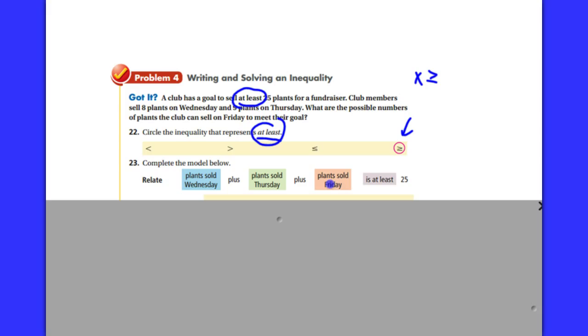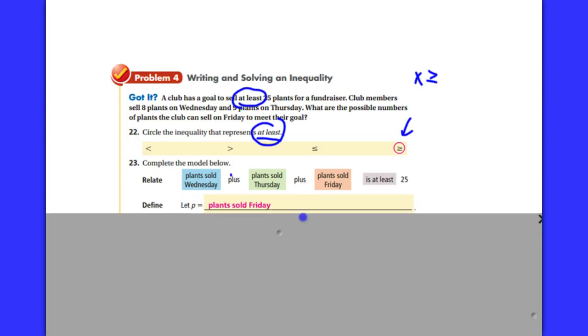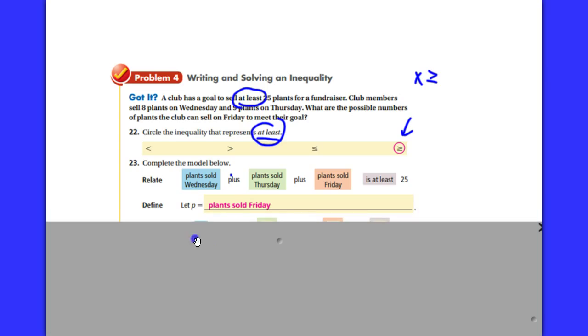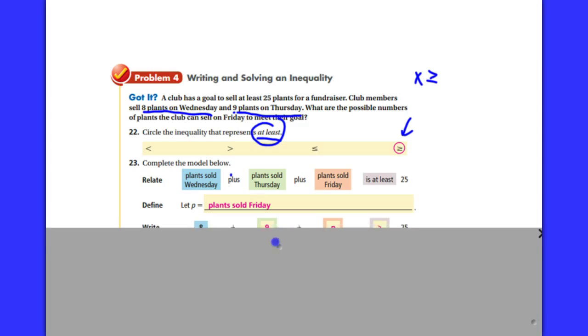Well, let's relate this to an equation. It says the number of plants sold on Wednesday plus the number of plants sold on Thursday plus the number of plants sold on Friday is at least 25. So our variable P is going to be the plants sold on Friday, because they told us what they sold on Wednesday and on Thursday. They sold 9 on Thursday. But what we don't know is what they sold on Friday, so that's our variable.